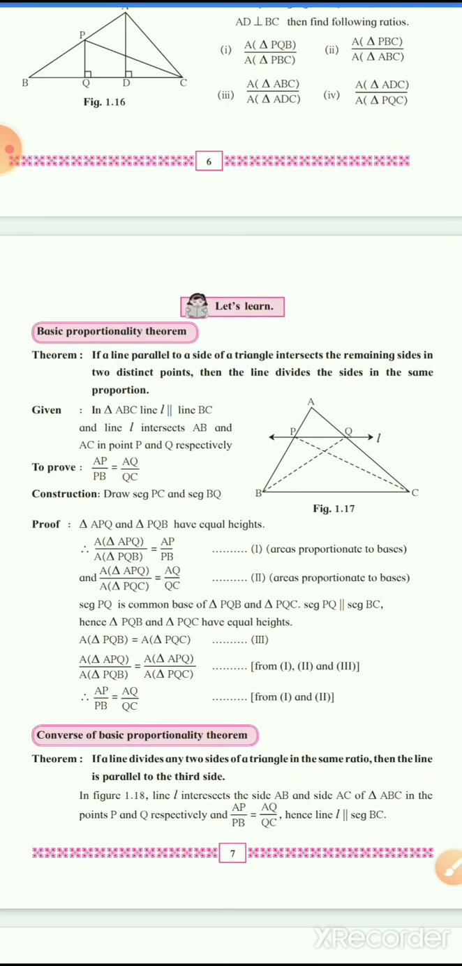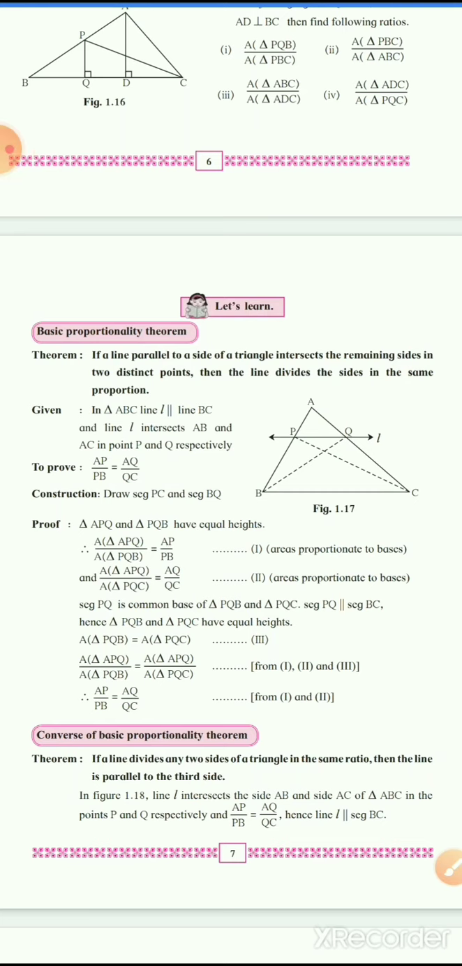The left hand side of statement number 1 is equal to the left hand side of statement number 2. So from 1 and 2, the left hand sides of statements 1 and 2 are equal, so we can write easily that the right hand side of statement number 1 and the right hand side of statement number 2 are equal, means AP upon PB is equal to AQ upon QC.